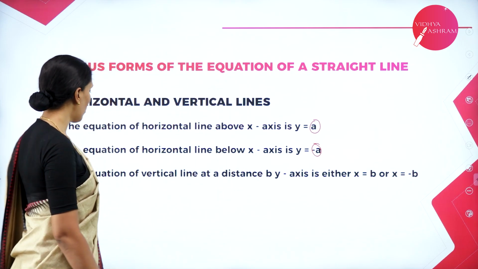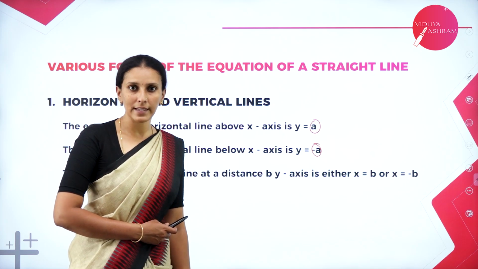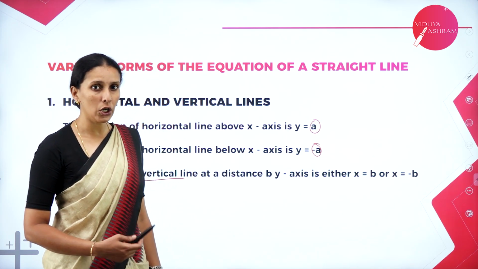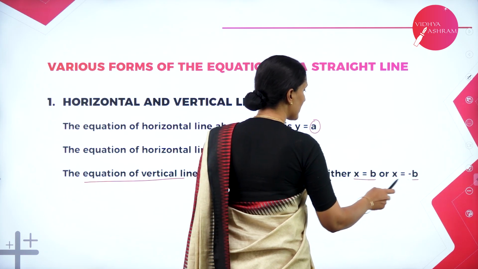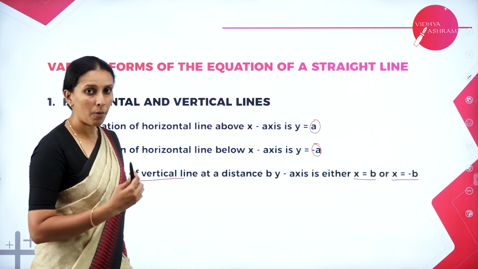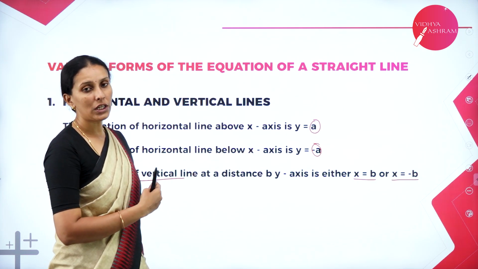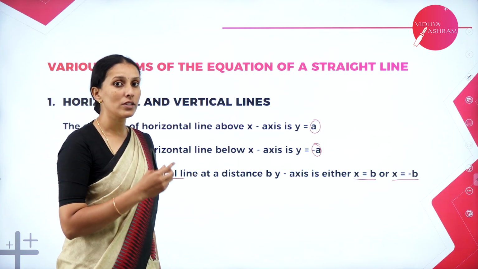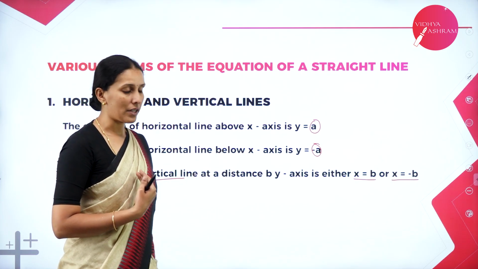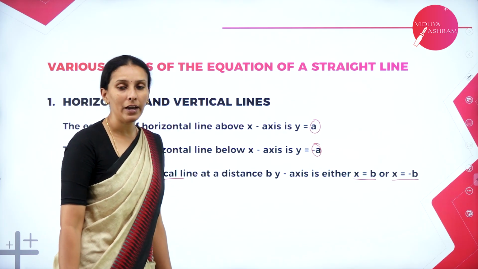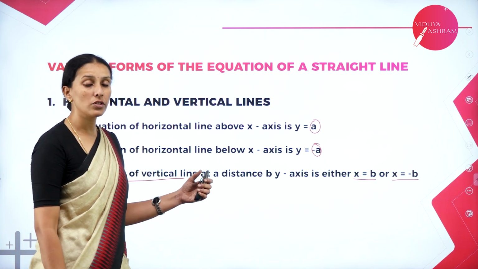Next, similarly here also the equation of vertical lines means any line which is perpendicular to x-axis or we can say parallel to y-axis will have the equation in the form x is equal to b or x is equal to minus b, depending upon whether the line lies to the right side of the y-axis or to the left side of the y-axis, because the value of x will be positive on the right side and negative along the left side. So therefore x is equal to b or x is equal to minus b represents the equation of a straight line which is vertical.